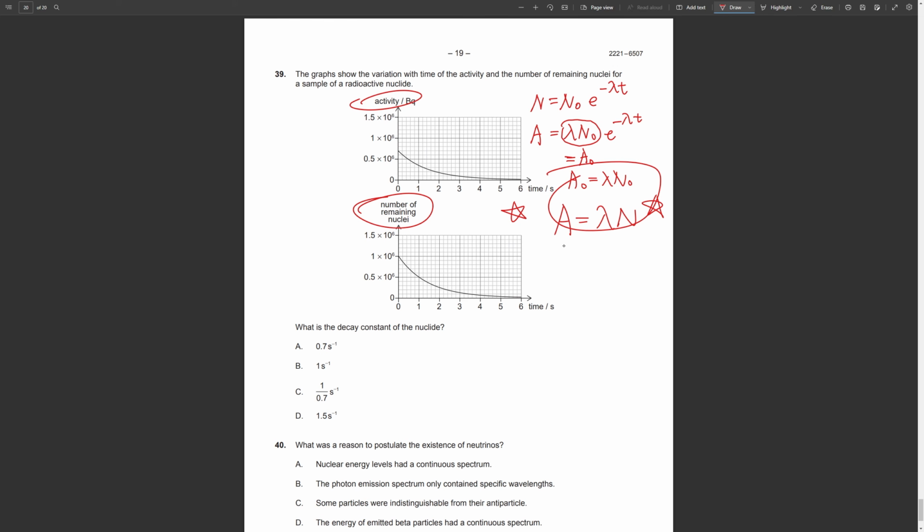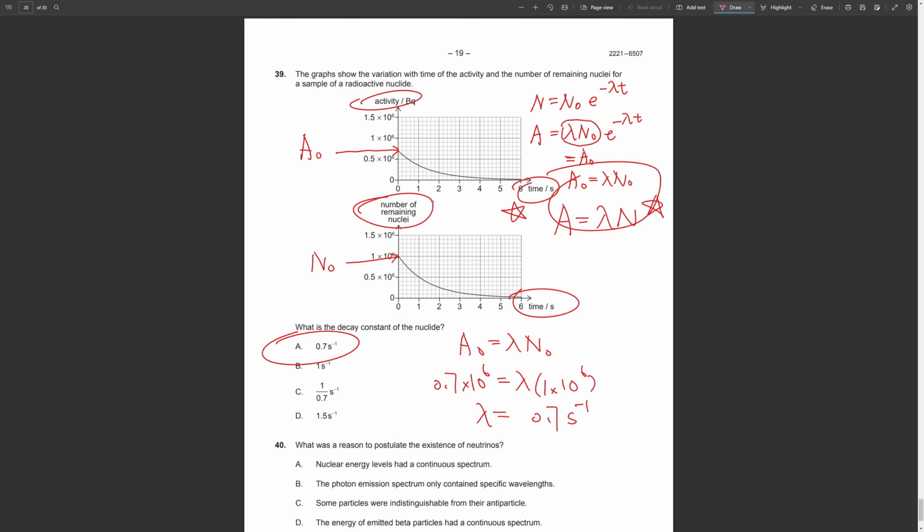And how do we use it? You can check the y-intercept. This point being the A0, this point being the N0. So you have A0 equals lambda N0. A is 0.7 times 10 to the power of 6, unknown lambda, N is 1 times 10 to the power of 6, then you can get lambda is 0.7. And what unit we give depends on the x-axis unit. We have second to the power of negative 1. The answer is A.